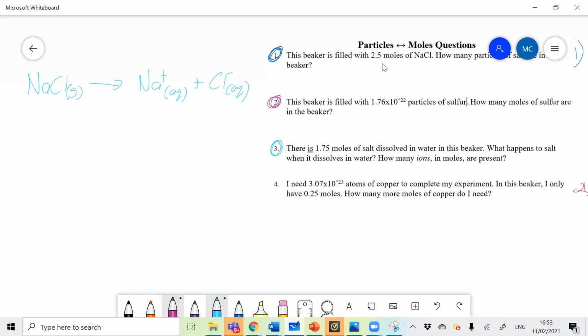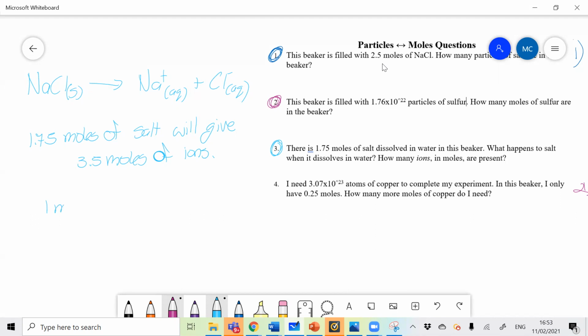So the first thing to note here is that 1.75 moles of salt will give 3.5 moles of ions. Why? Because for every mole of NaCl, I get 1 mole of Na+ and 1 mole of Cl-. And what this means is that for every mole of NaCl, I will get 2 moles of ions. Okay? And then we're going to continue as usual.